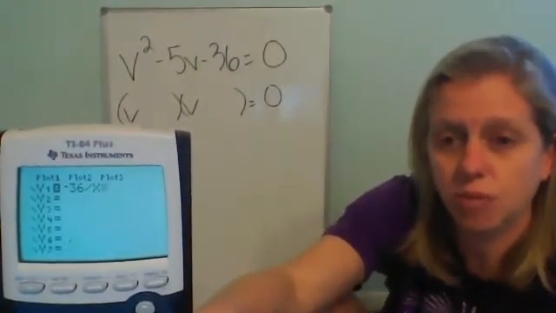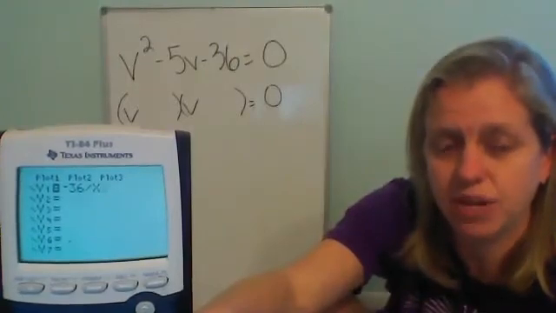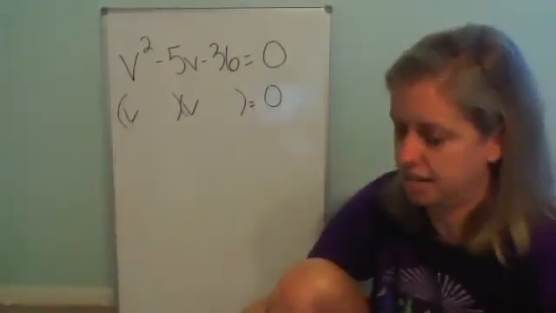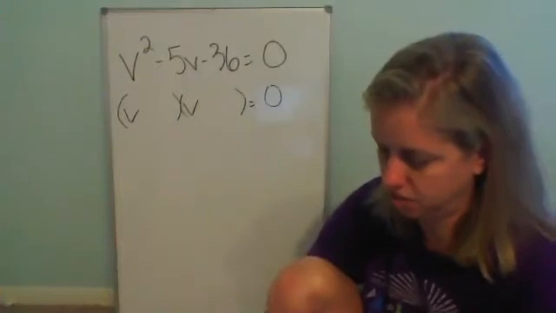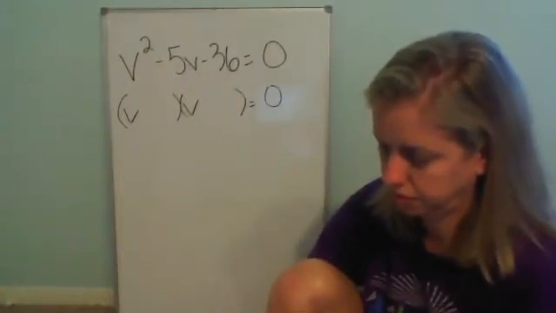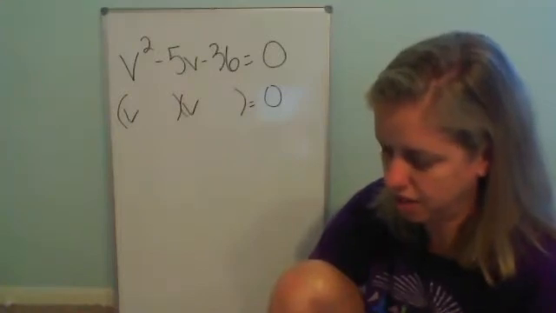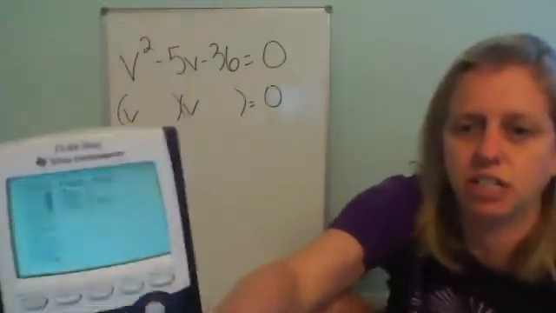And remember, your second one is going to look just the same as that one, except put in a plus x at the end. So go down to the second y equals: negative 36 divided by x plus x. So again, it should look like this.